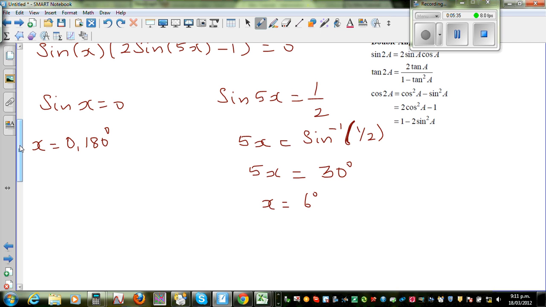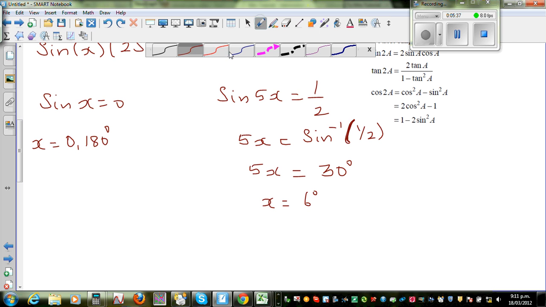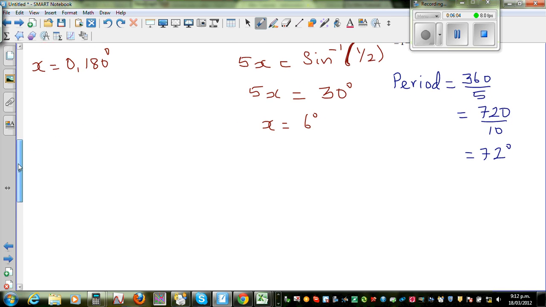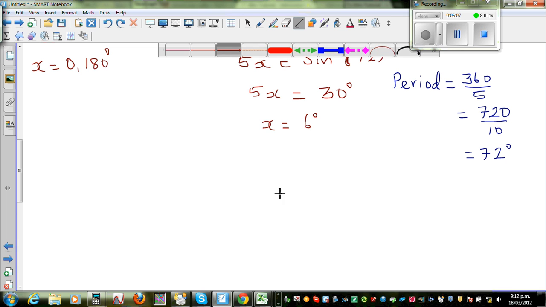So here, this has a period of how many degrees? Let me write it here. The 5 tells me that this sine graph completes 5 cycles within 360 degrees. So one period would be 360 divided by 5, which is 720 divided by 10, which is 72 degrees. So this has a period of 72 degrees. Let me draw the graph, only one period.